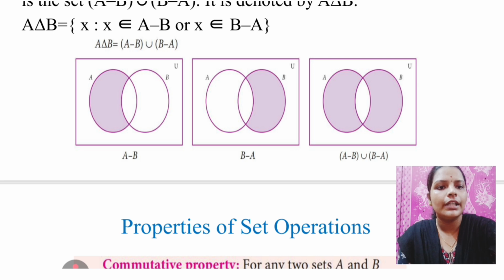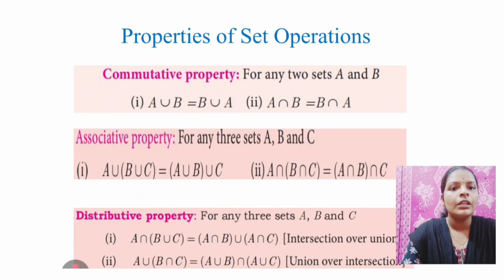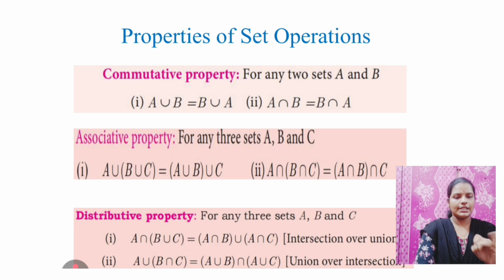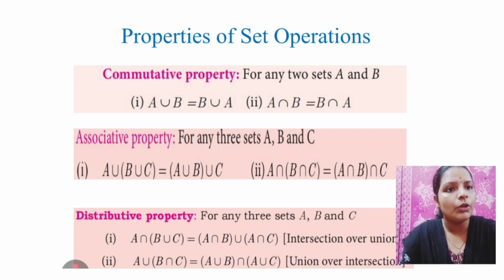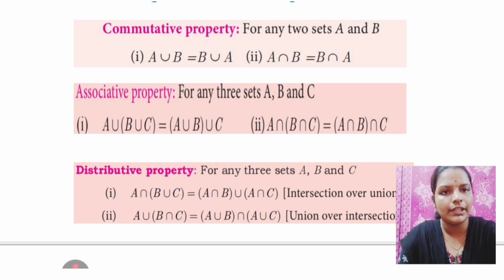Okay. Next we are moving to properties of set operations. First one is the commutative property, which is for any two sets A and B. For every property we have two types, for union and for intersection. First one is union. Commutative property for two sets for union is A union B equal to B union A. And then for intersection, A intersection B equal to B intersection A. For these we have to prove the LHS and also the RHS.